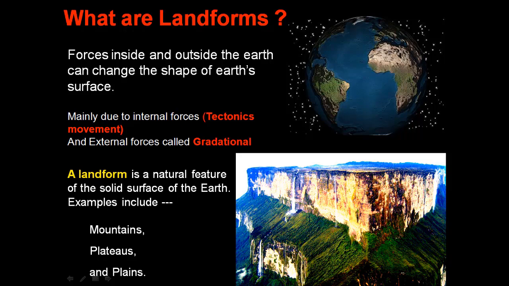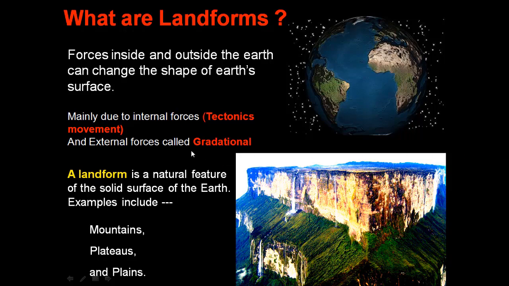A landform is a natural feature of the solid surface of the earth, mainly mountains, plateaus, and plains. Now we'll understand in detail how these two forces act simultaneously and create remarkable landforms. As you know, tectonic forces are internal forces, for example, earthquakes and volcanism. Due to earthquakes and volcanic activity on the earth's crust, different types of landforms are created.